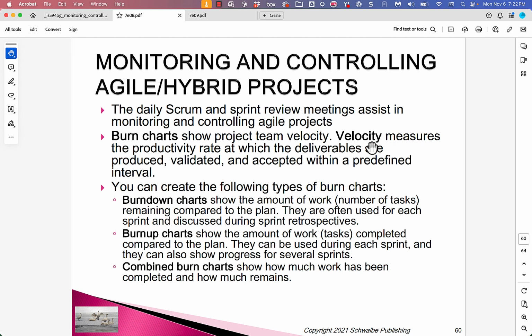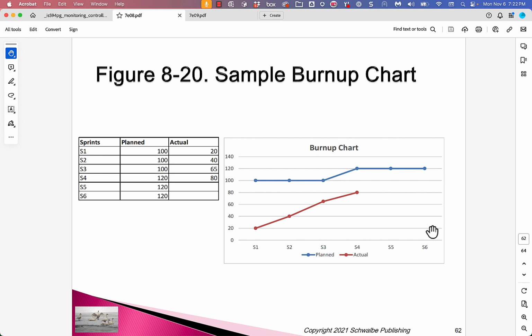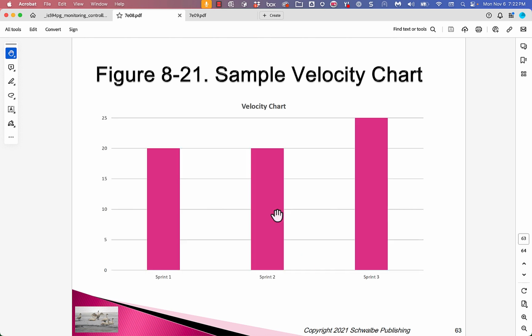And of course, we want to measure our velocity, which is the estimation points burned down or burned up, depending upon how you look at it, per sprint on an average basis. So here's a burn down chart. Okay. Here's a burn up chart. Okay. And you can compare the planned to the actual. Okay. Here's a velocity chart.